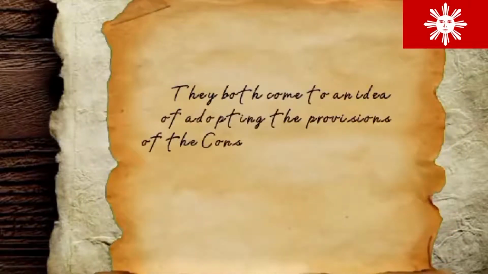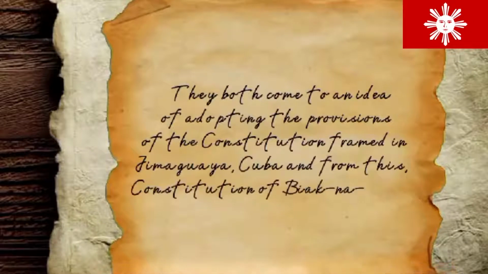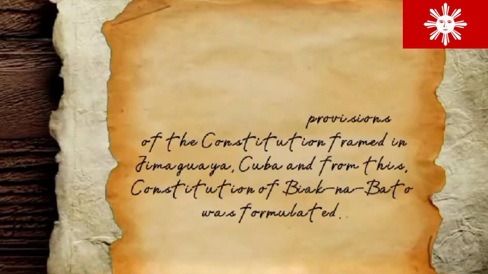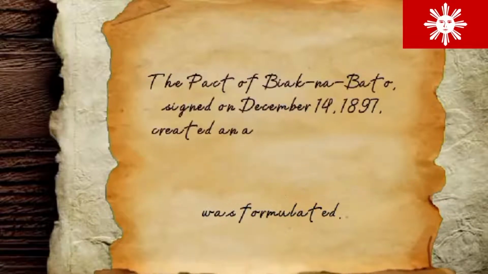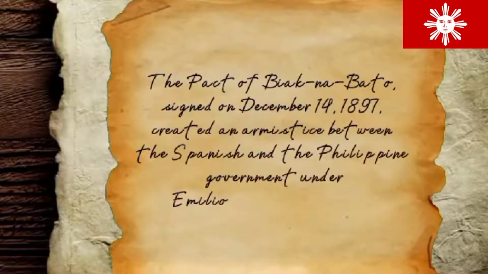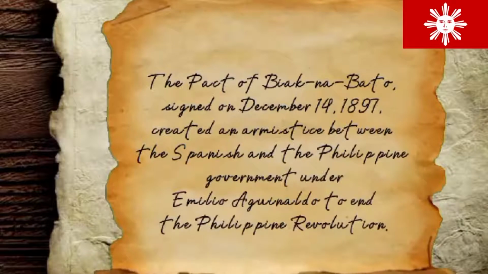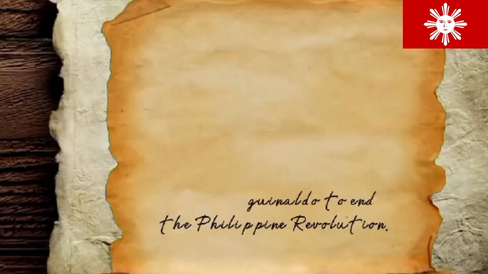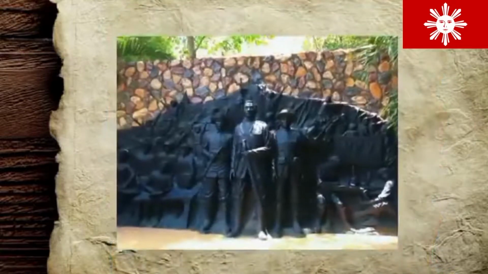They both came to the idea of adopting the provisions of the constitution framed in Jimaguayu, Cuba, and from this, the Constitution of Biak na Bato was formulated. The Pact of Biak na Bato, signed on December 14, 1897, created an armistice between the Spanish and the Philippine government under Emilio Aguinaldo to end the Philippine Revolution.